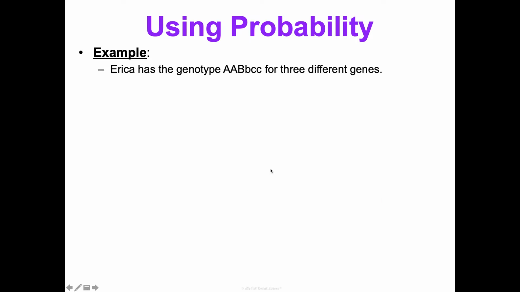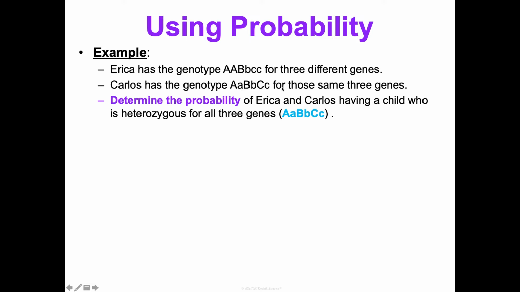So let's say Erica has this genotype for 3 different genes. She's homozygous dominant for gene A, heterozygous for gene B, and homozygous recessive for gene C. And Carlos has the genotype heterozygous for all 3 traits. We want to know the probability of Erica and Carlos having a kid who is heterozygous for all 3 genes. So what's the likelihood of getting a kid like this? Well, this Punnett square would be insane. So instead, we're going to follow those steps. We're going to cross them for gene A, cross them for gene B, and cross them for gene C, and then we'll work them all out together.